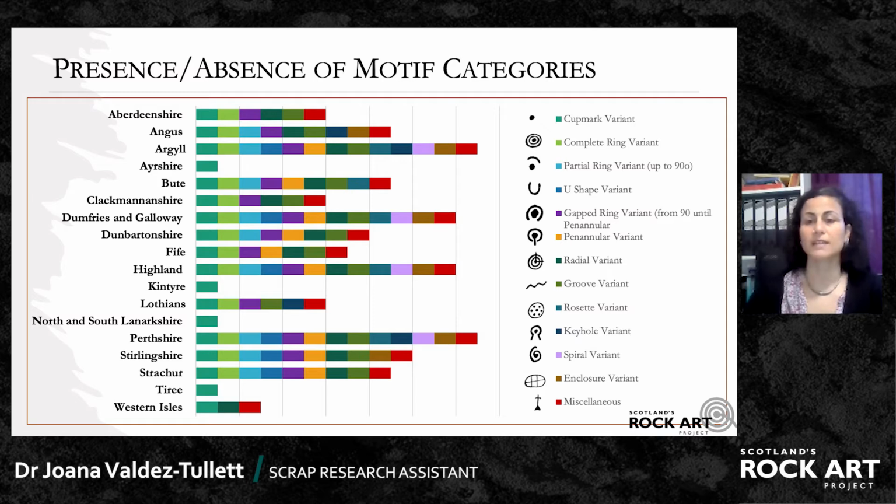And what is really surprising is that we are seeing in areas where the rock art was known to be more monothematic, like, again, I'm going to talk about the Highland or Aberdeenshire or Angus, that also in these regions we have quite a variation of motif types represented there as well.